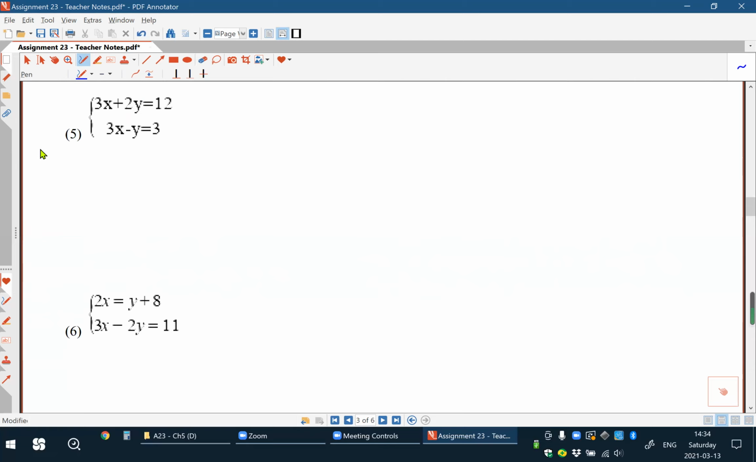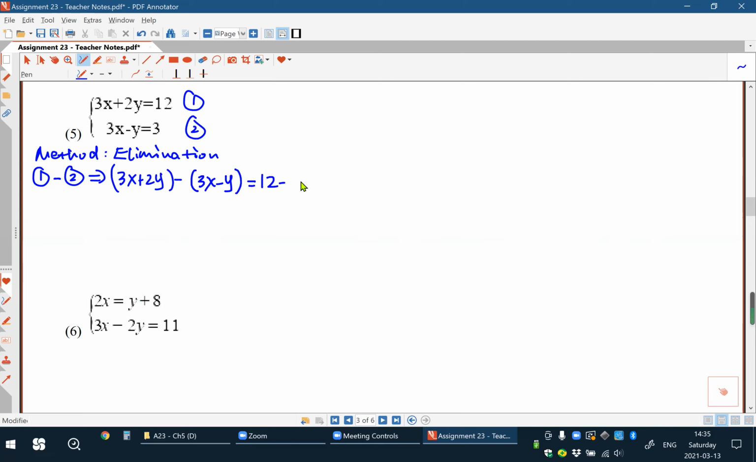Okay, again, I'll show you the first method, which is called elimination. So how do we eliminate one of the variables? We can simply use equation 1 subtracted by equation 2, or equation 2 subtracted by equation 1, right? So, okay, let's use 1 minus 2. This gives you 3x plus 2y subtracted by 3x minus y equals 12 minus 3, right? Left hand side minus left hand side, right hand side minus right hand side.